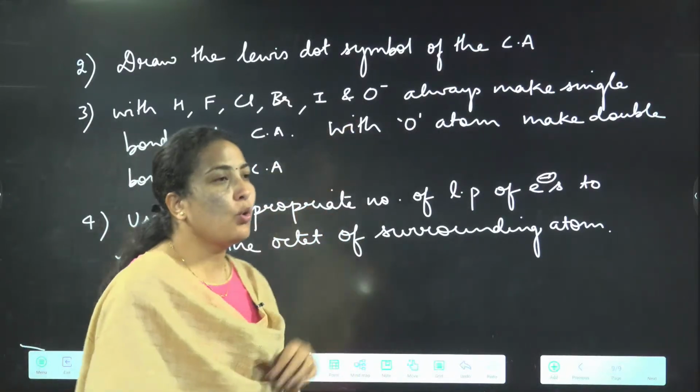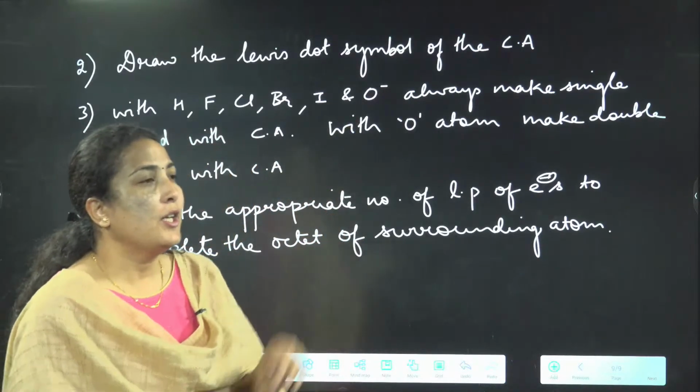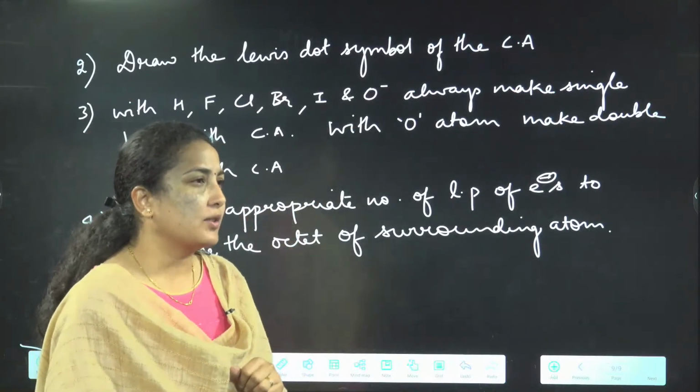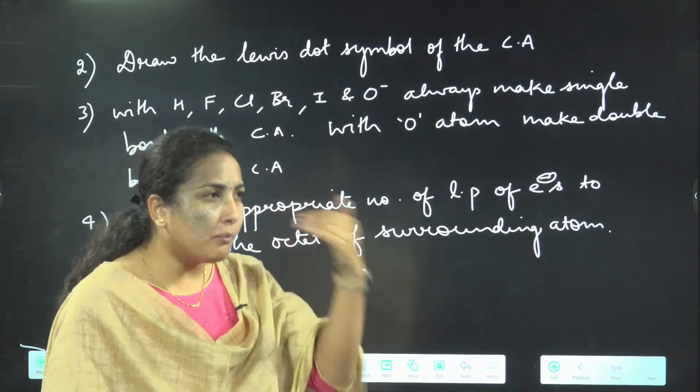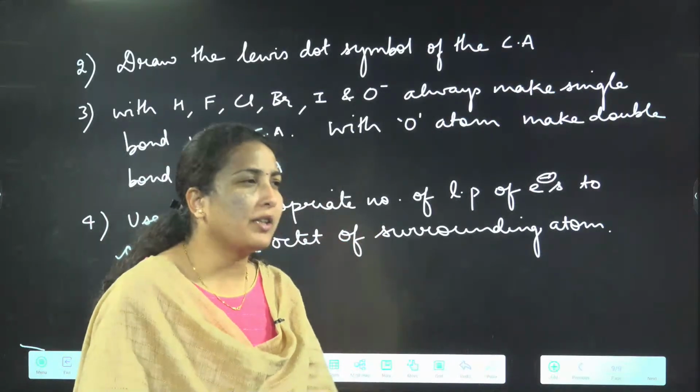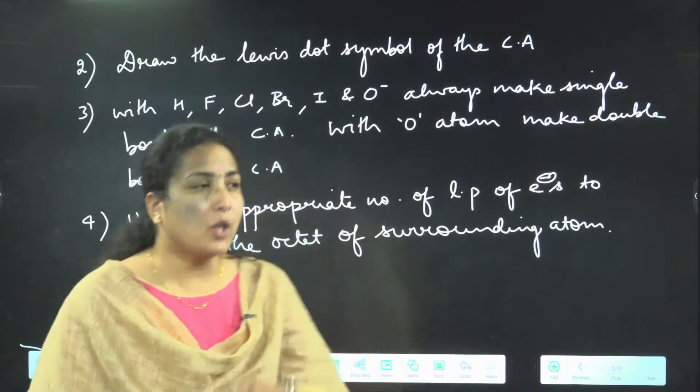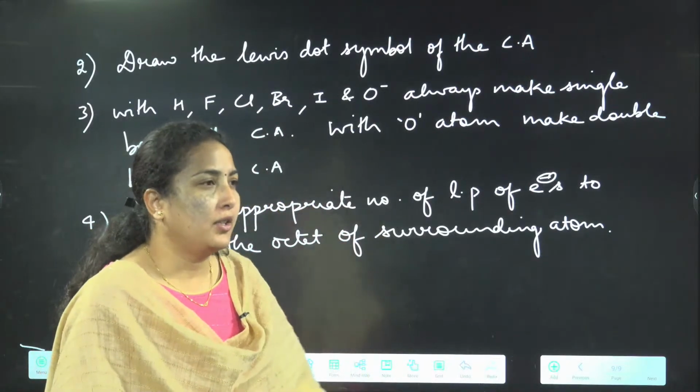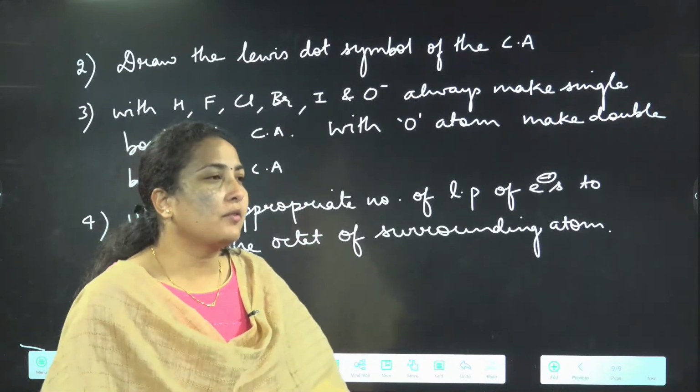Now when it comes to O minus, right? In the valence shell, there are 6 electrons of oxygen, right? If it is O minus, that means you have given one more electron. That means it has become 7. So how many electrons is it short of for attaining that noble gas configuration? Only one.